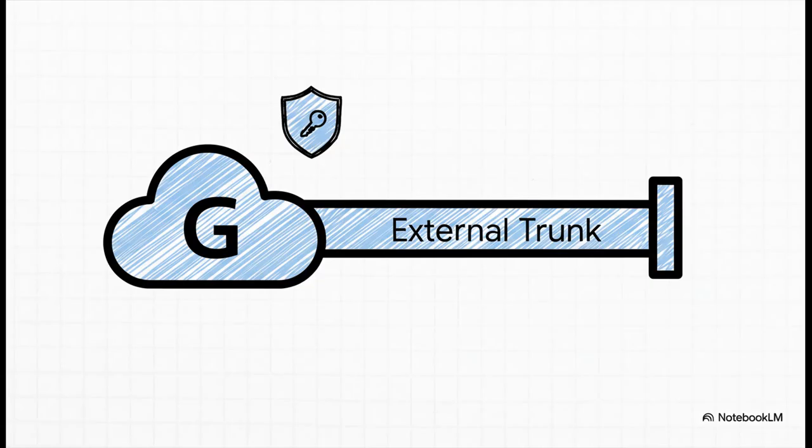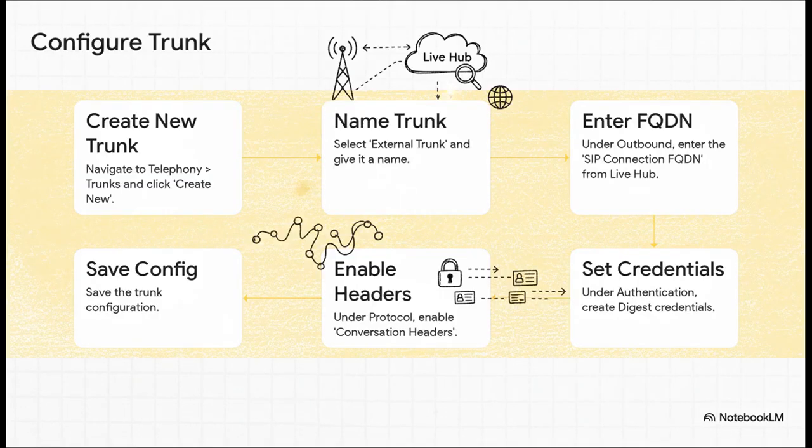All right, let's tackle the Genesys Cloud side first. Just a heads up, you're going to need telephony admin rights for this part, so make sure you've got the right permissions before you jump in. Okay, pay close attention to step 3 here. You'll see you need something called an FQDN from Live Hub. We're going to get that in just a minute, so don't worry. For now, the big things to do are to create a secure username and password, write those down, you'll need them in a sec, and this part's really important. Make sure you enable conversation headers. Why? Because that's what lets Genesys pass along unique call info, which is absolutely vital if you want to track a customer's journey from start to finish.